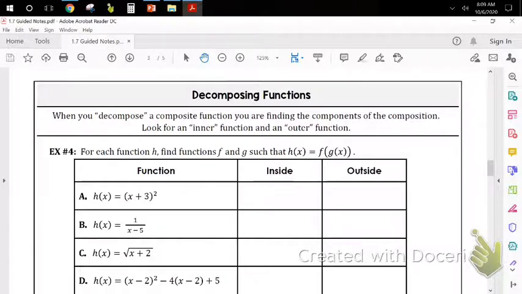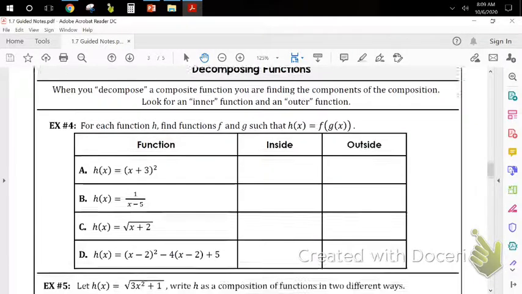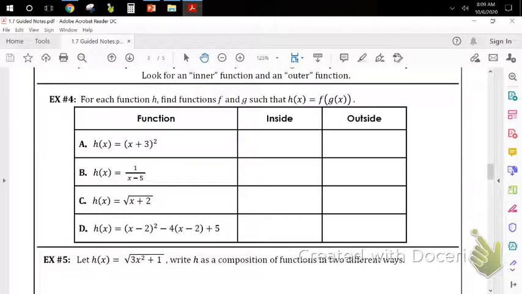Now I know this is my f of g of x, and we're looking for what is f of x and what is g of x. So example 4 says, for each function h, find functions f and g such that h of x is equal to f of g of x. So notice our inside there is g of x, and that leaves our outside to be the f of x. Now these are really super easy.